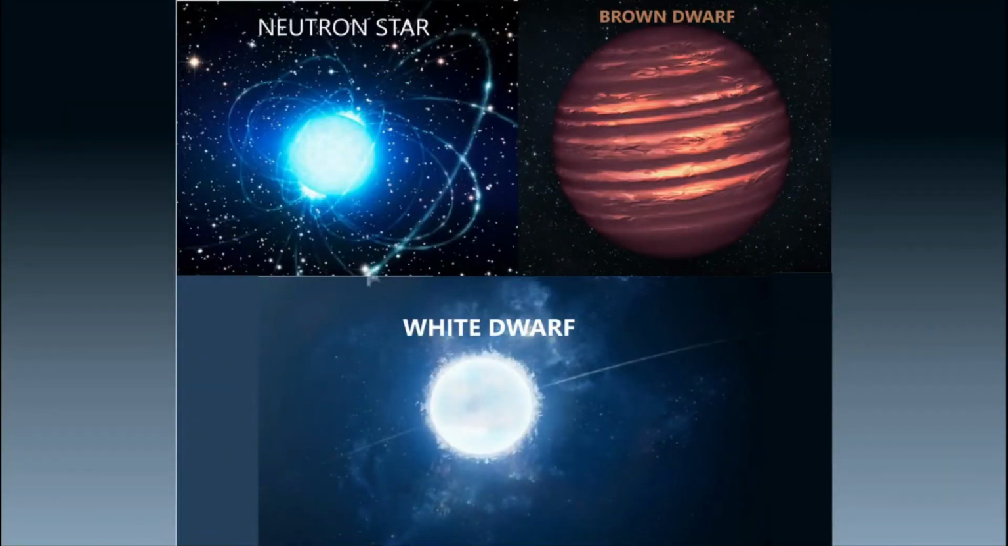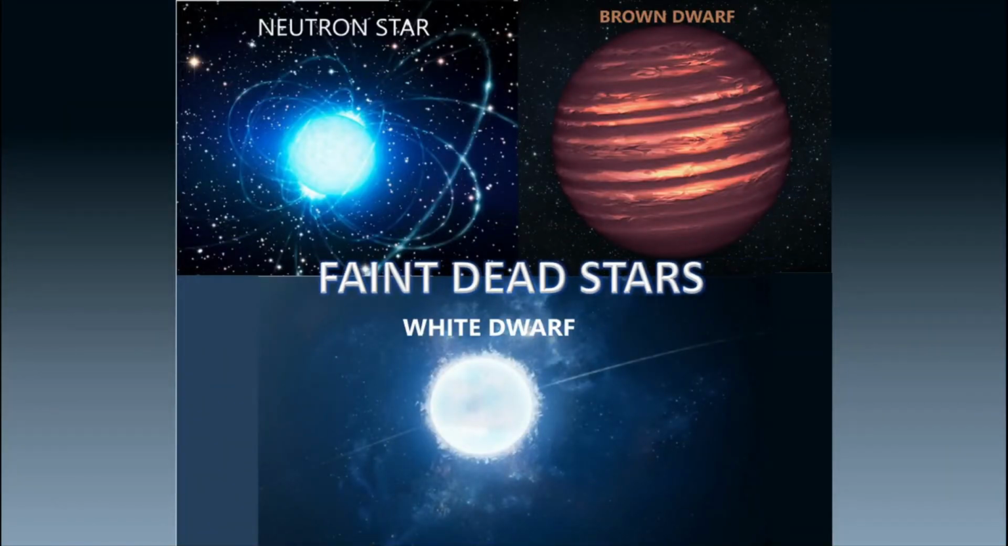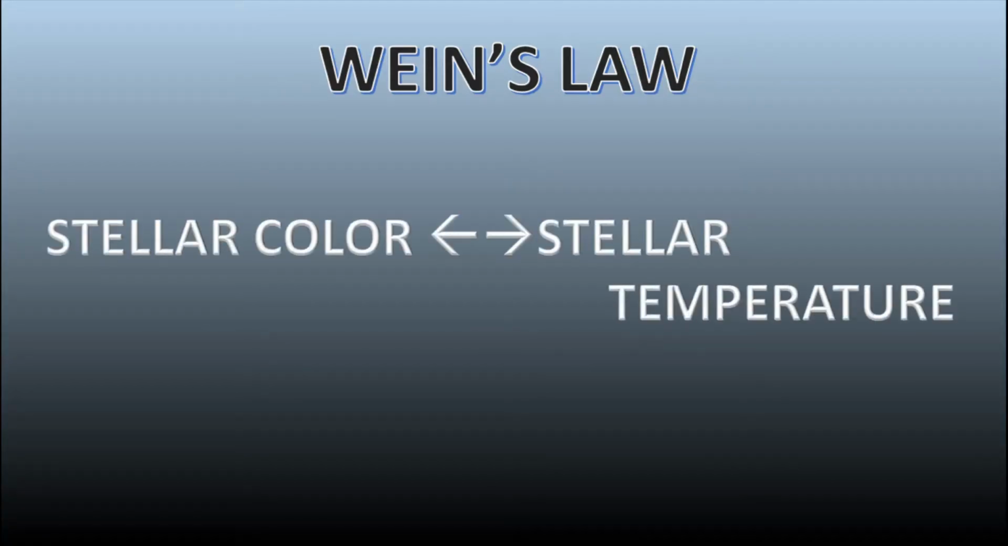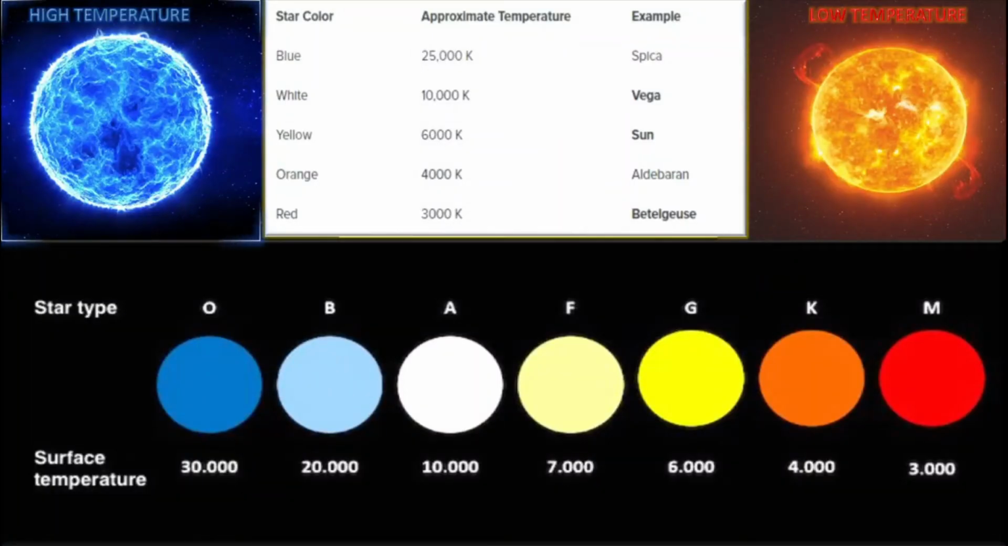Number 5. Faint death stars. These include neutron stars, brown dwarfs, and white dwarfs. Wien's law relates stellar color to stellar temperature. Blue colors dominate the visible light output of very hot stars. On the other hand, cool stars emit most of their visible light energy at red wavelengths.